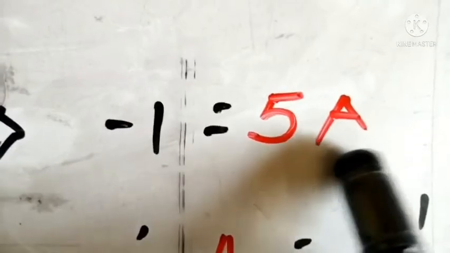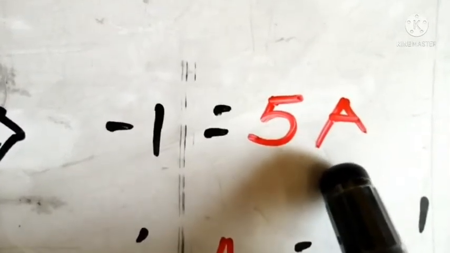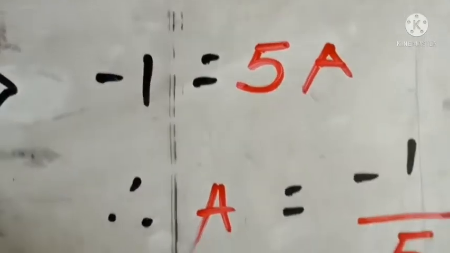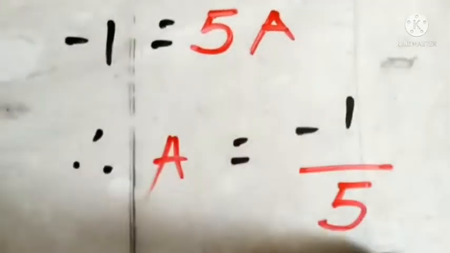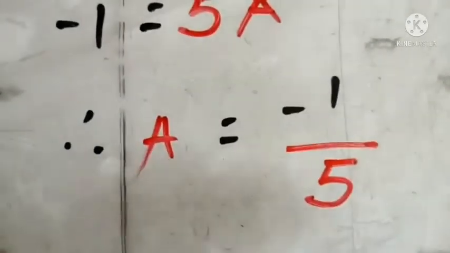So we are looking for a. Remember that we are looking for a, right? So you divide both sides by 5. That gives me a to be equal to minus 1 over 5, right? So this is the value of a.